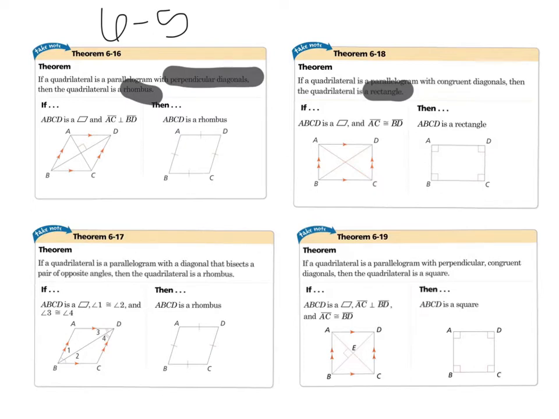And the last one, theorem 6-19, if a quadrilateral is a parallelogram with perpendicular congruent diagonals, then the quadrilateral is a square. Remember that the diagonals in a rectangle are congruent and the diagonals in a rhombus are perpendicular. A square is both a rectangle and a rhombus, so the diagonals of a square will be both congruent and perpendicular.